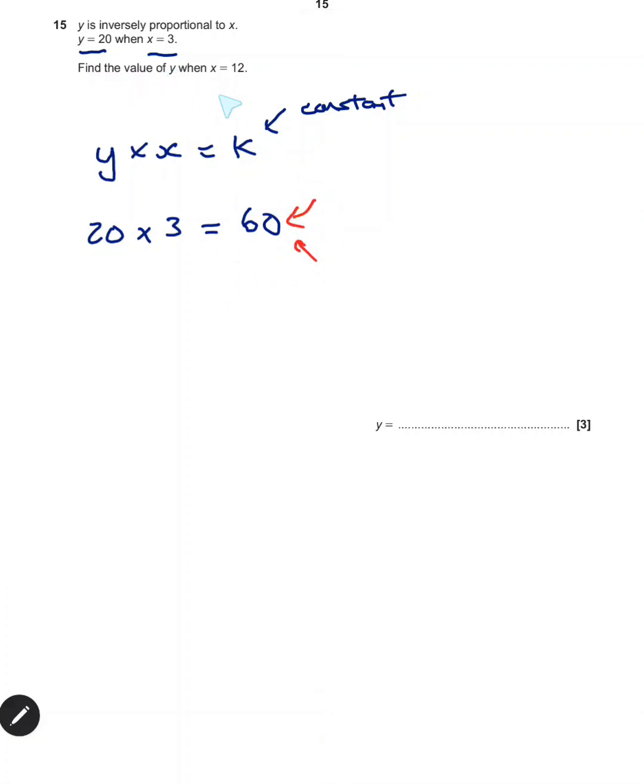It says find the value of y when x is 12. So we need to say that something times by 12 comes to 60, that same number. Something times 12 is 60, that something, y, must be 5. 5 times 12 is 60.